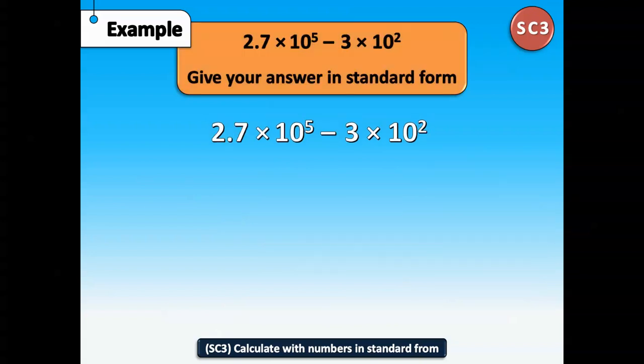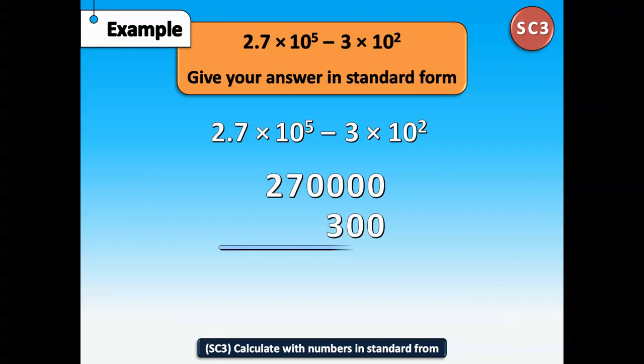This time, we want to do 2.7 times 10 to the 5, take away 3 times 10 to the 2. So we convert the numbers to ordinary numbers first, and then we take them away. 0 take away 0 is 0. 0 take away 0 is 0. 0 take away 3 we can't do, so we're going to need to borrow.